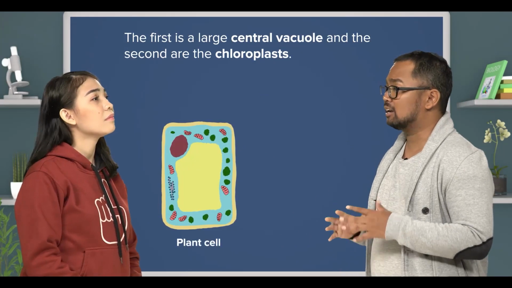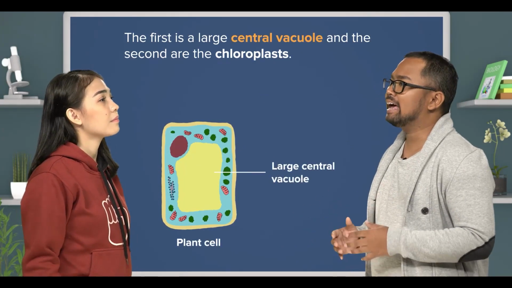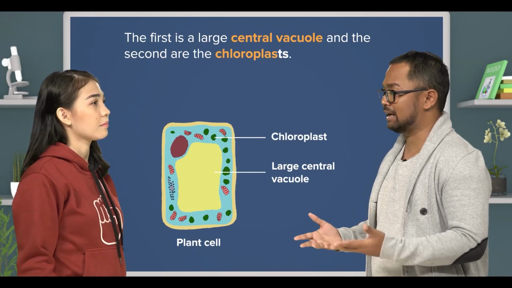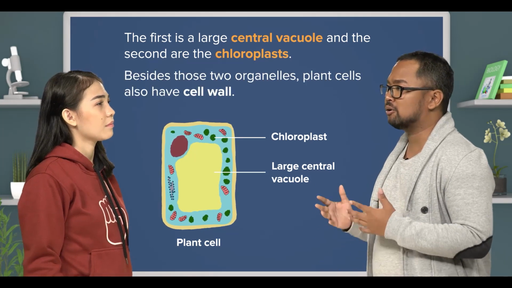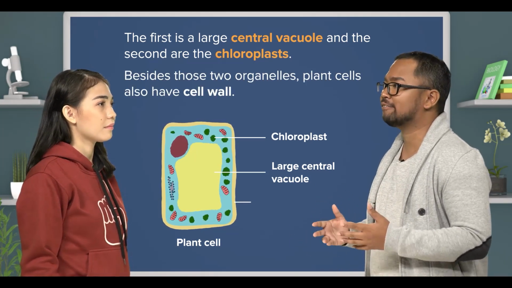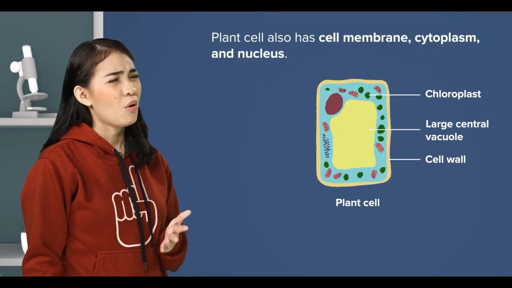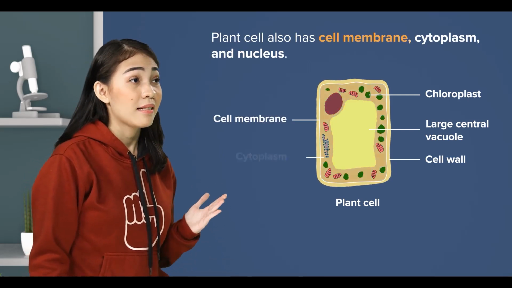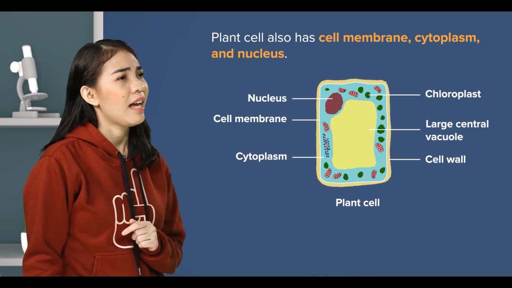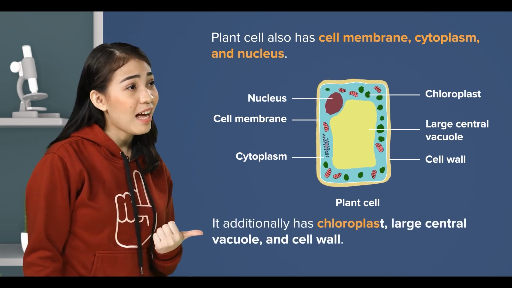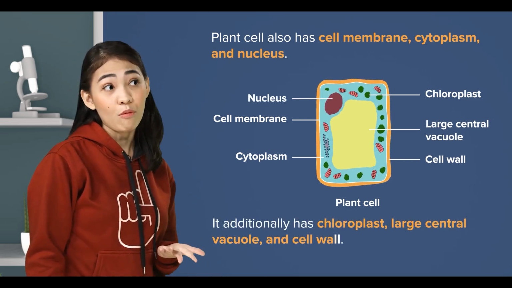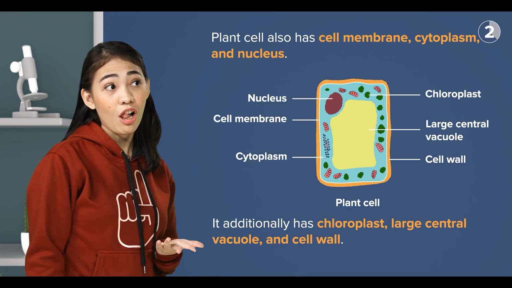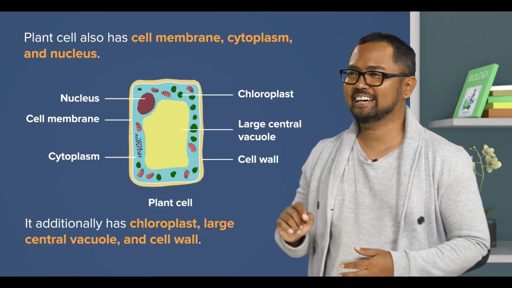The first is a large central vacuole, and the second are the chloroplasts. Besides those two organelles, plant cells also have cell walls. Okay, so a plant cell also has cell membrane, cytoplasm, and nucleus, and it additionally has chloroplast, vacuole, and cell wall. That's right. Teacher, let's spot their presence in a plant cell diagram.